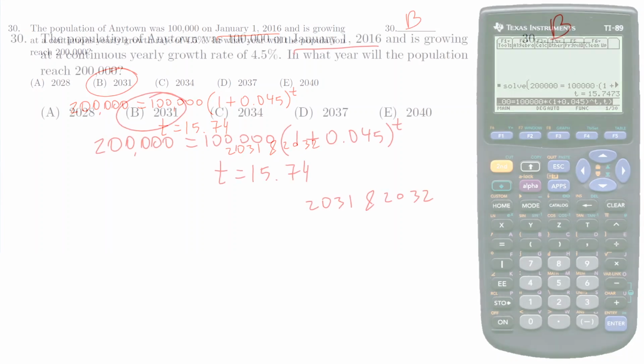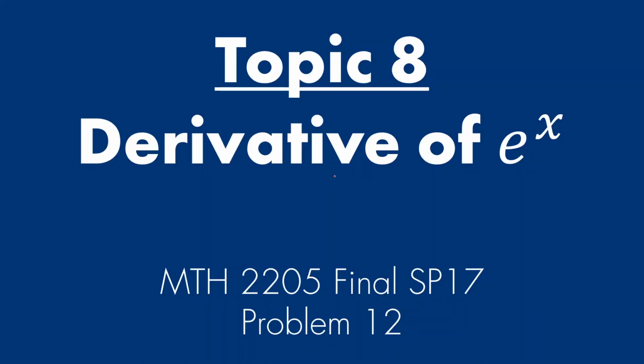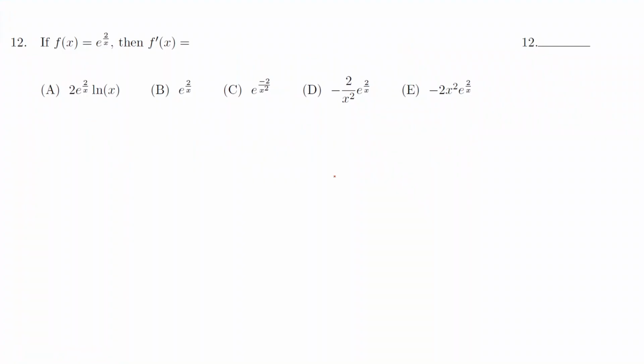All right. Switching back to the normal mode. So here, topic 8, we're dealing with the derivative of e to the x. We're taking problem 12 from final SP17. Here we have to find the first derivative of an exponential function. So again, let me change the colors just to make it all nice and exciting.